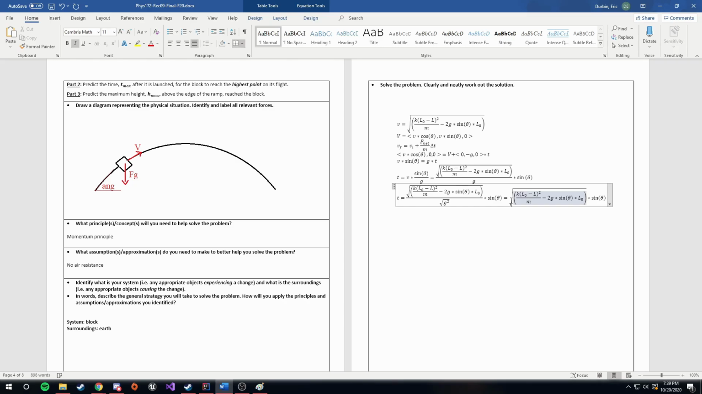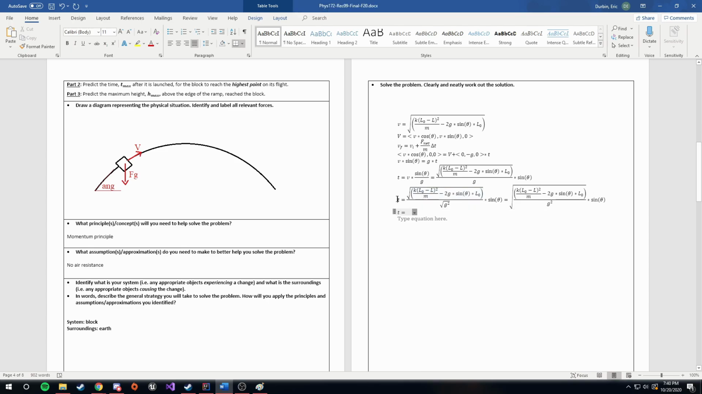This is going to be divided by g squared. T equals... we can't do shenanigans. Man. Okay, so ignore this entire step. I'm just going to delete it.